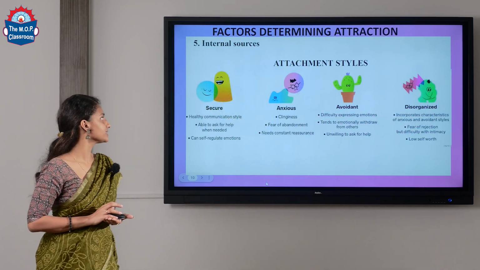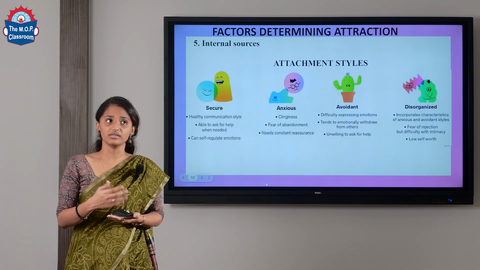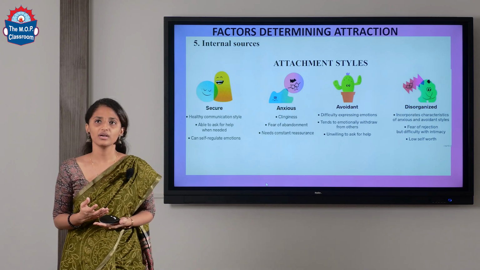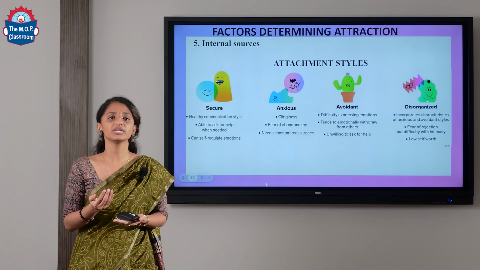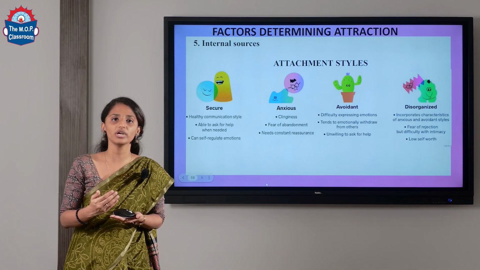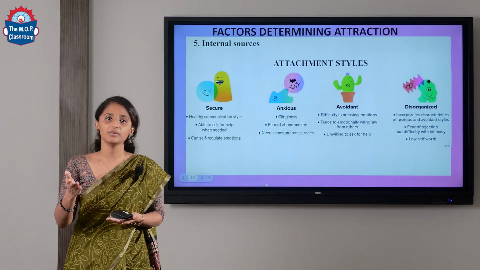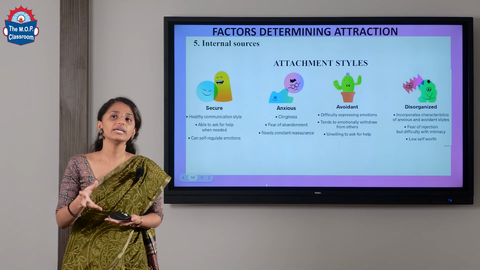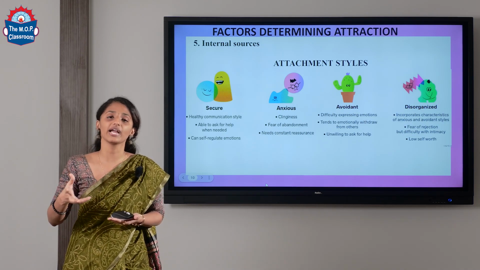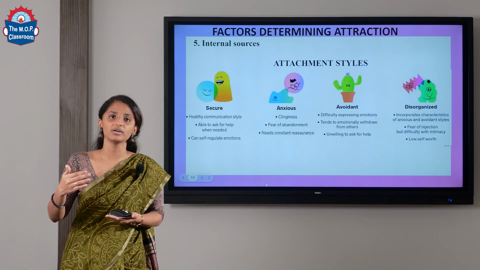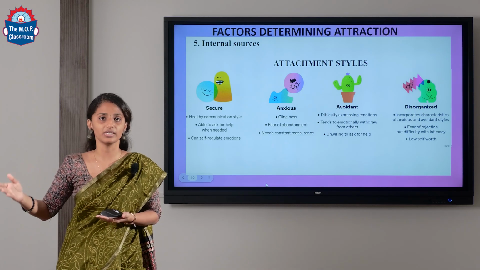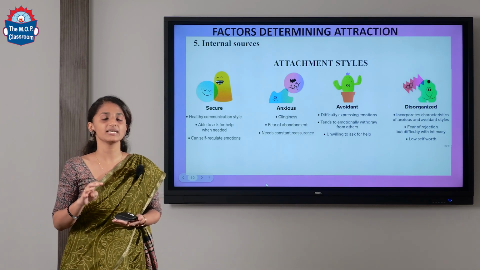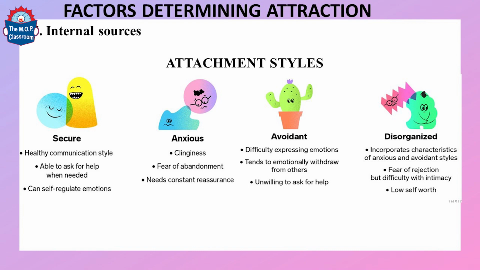And the next internal factor is the attachment style. So what is attachment? This develops at a very early age, during infancy. The connection or bond between you and your caregiver, the mother or father, the primary caregiver, is going to reflect the kind of relationship you will build with another person in the future, when you become an adult. There are four attachment styles: secure, anxious, avoidant and disorganized.